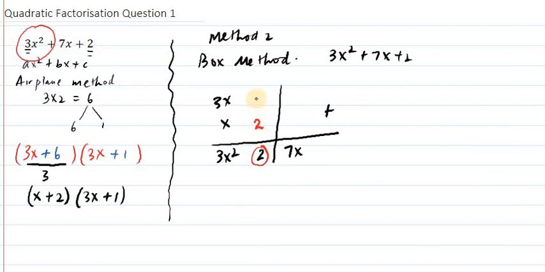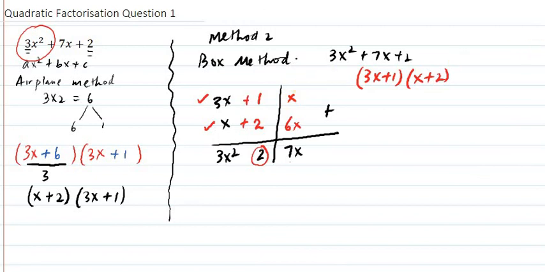So I'll make this 2 here and 1 over here, because 3x by 2 will give me 6x, and x by 1 will give me x. So 6x plus x will give me 7x. So my factors are right here: 3x plus 1 by x plus 2. So this is the second method to factorize.